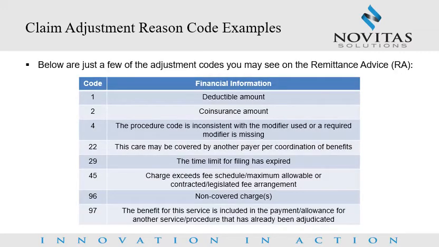Claim Adjustment Reason Code Examples. This chart lists a few claim adjustment reason codes that you may see reported on the Remittance Advice. For example, CARC 1 will provide deductible information pertaining to the service.